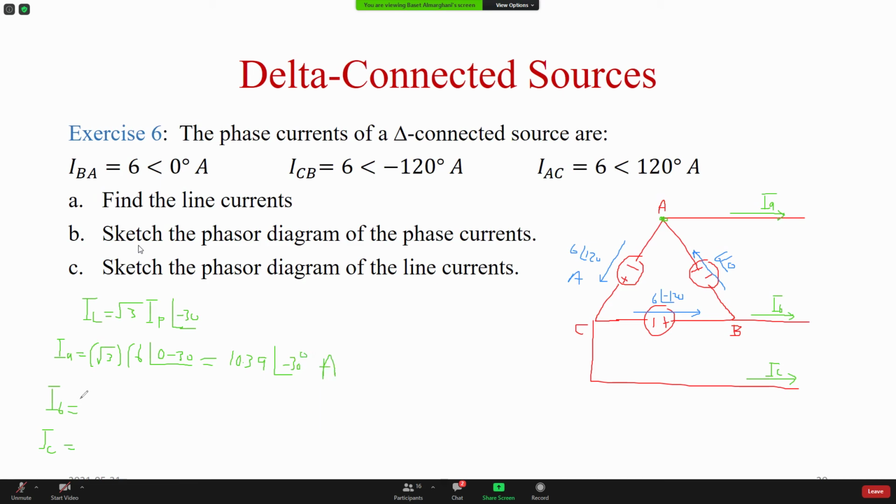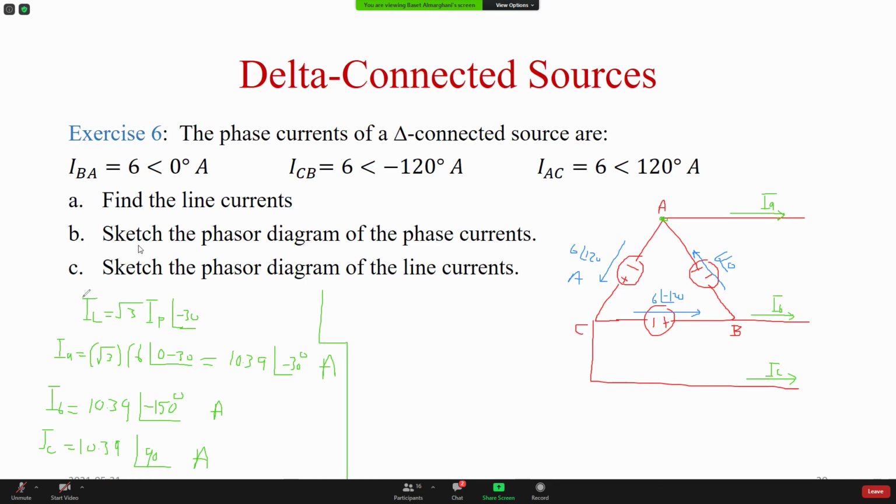Now the other ones, right away, you know what they are. The magnitude is going to be the same because it's a balanced system. Even if you take the 6 here times square root of 3, it's going to be the same thing. And the angles, you can just look at this angle, minus 120, so it's going to be minus 30, so it's minus 150. Because this is the rule here: you subtract 30 degrees from the angle. And 120 minus 30 is going to be 90 ampere.